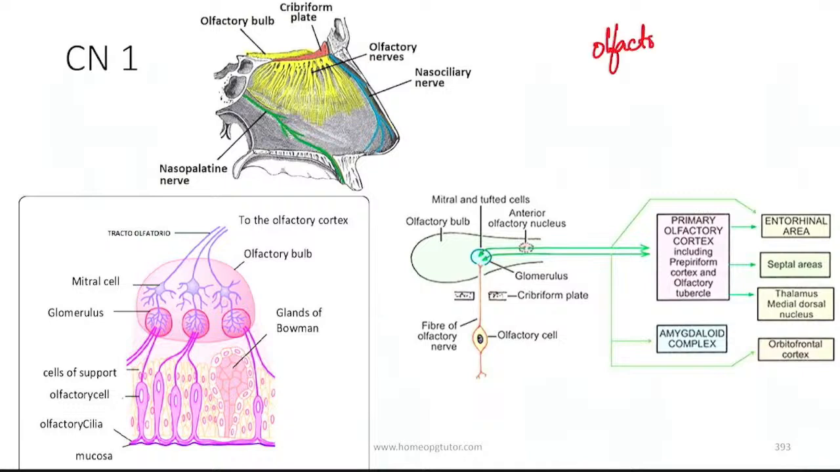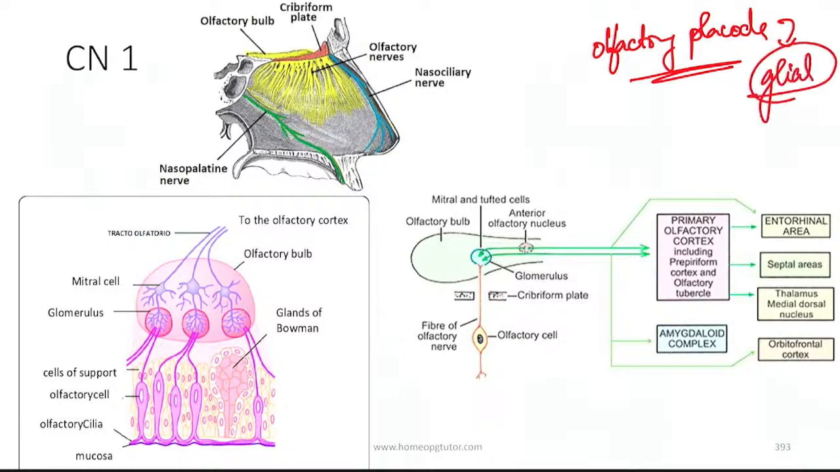This olfactory nerve is from the olfactory placode. It develops from the olfactory placode, and this gives rise to what? That also gives rise to glial cells. Glial cells are usually the supporting cells. The olfactory nerve is actually a short nerve, the shortest nerve, and the anatomical course becomes important.